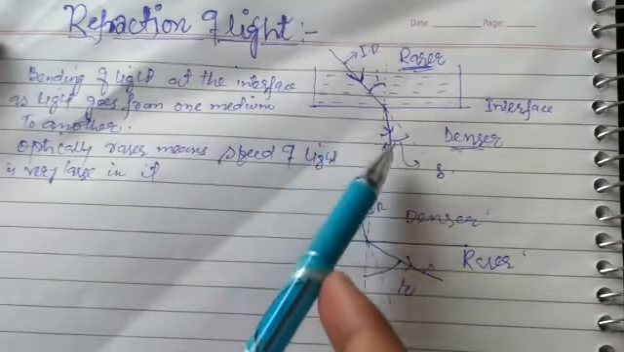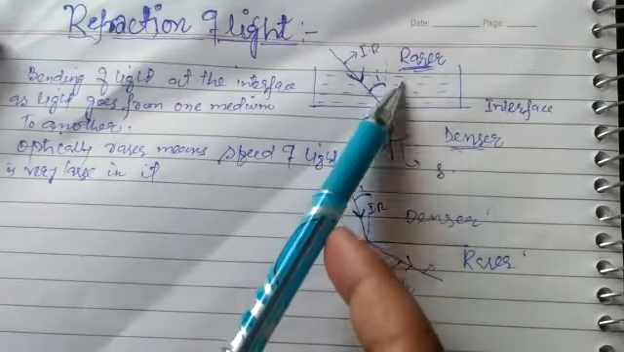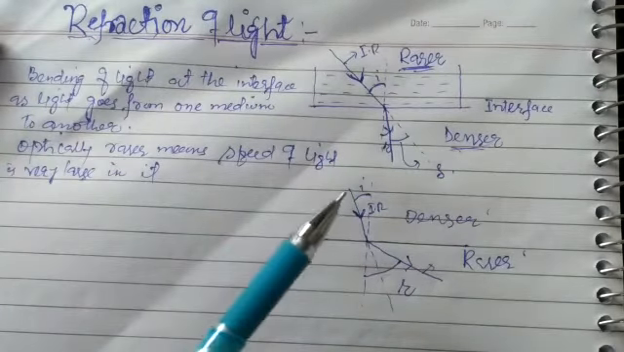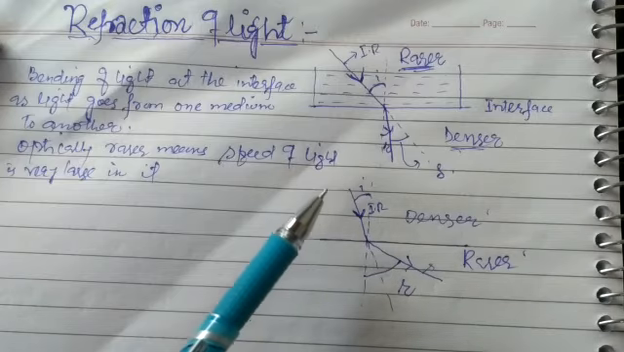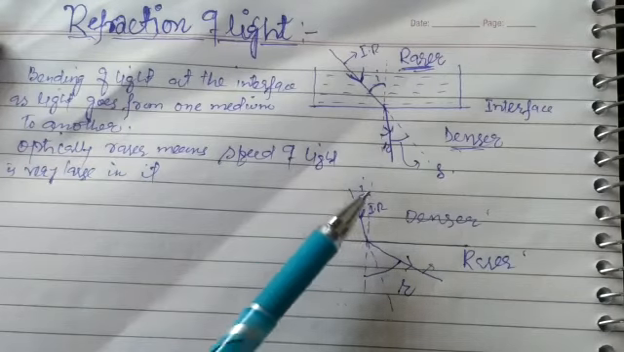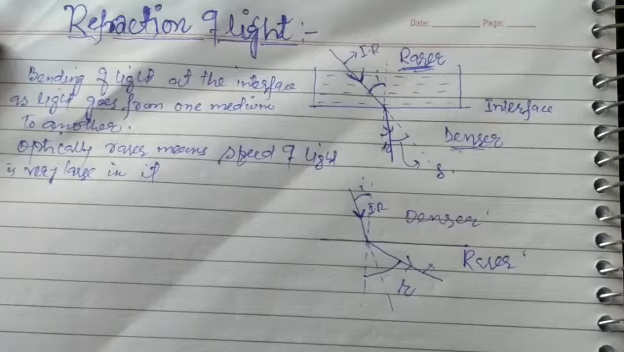So we can conclude many things. If i is greater than r, then the ray of light has gone from rarer to denser. If i is less than r, then definitely the ray has gone from denser to rarer. So these are the things we have to understand.